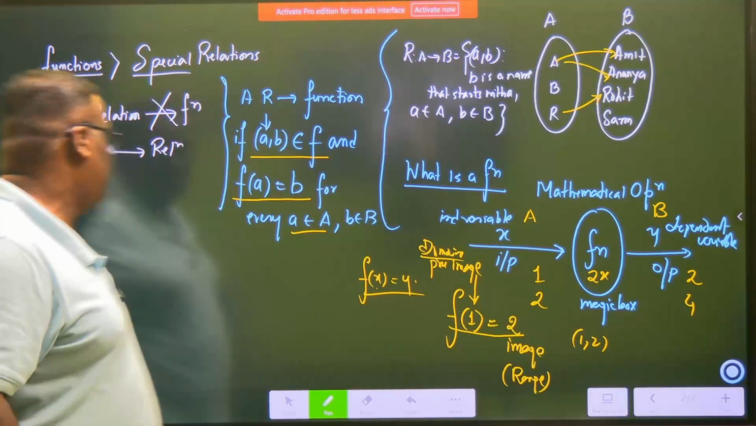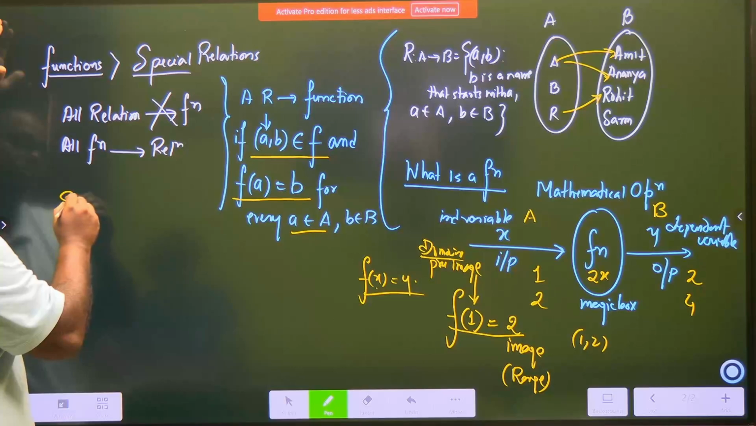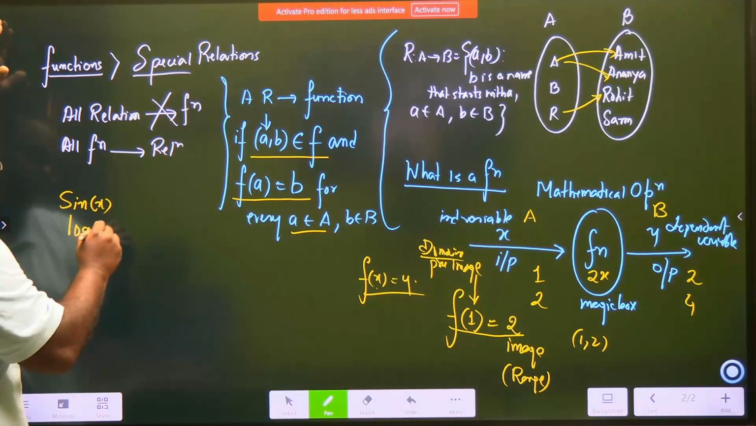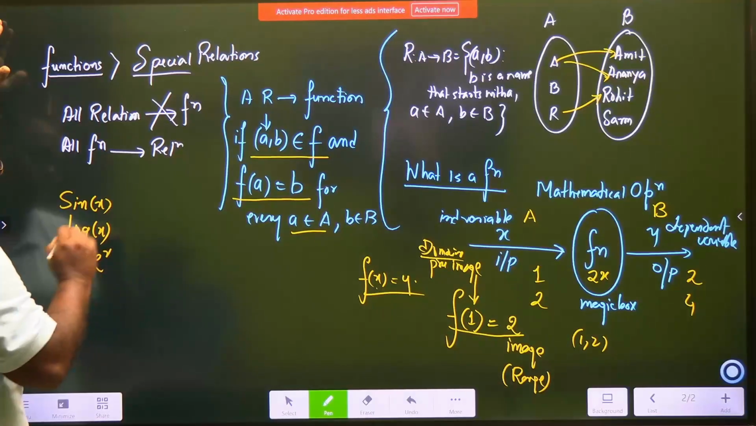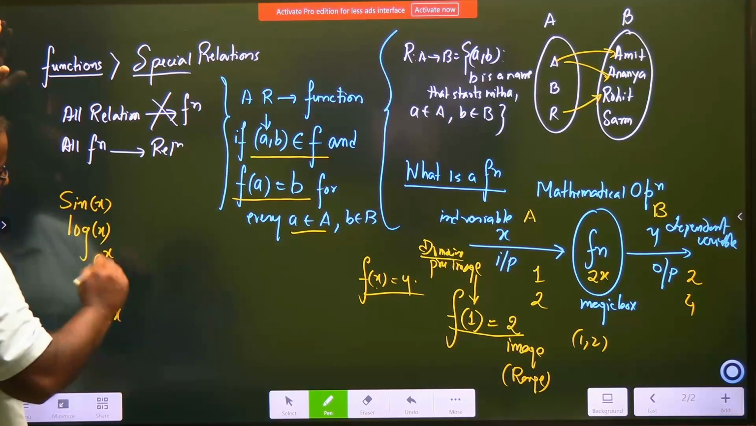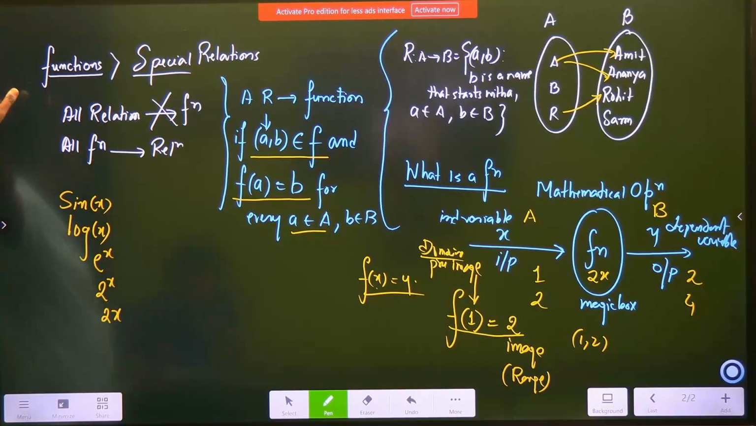Now we can have different types of functions, like you can have a trigonometric function like a sin x function. You can have a logarithmic function like a log x function. You can have an exponential function. You can have a power function. You can have an algebraic function, as you want.